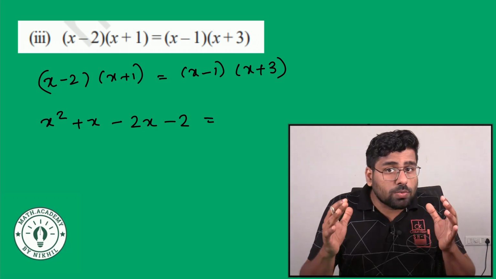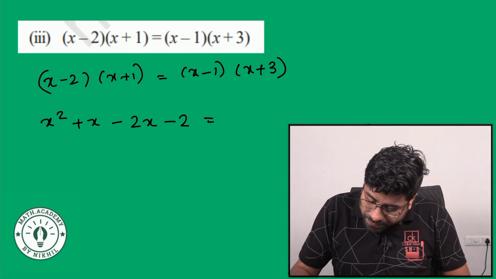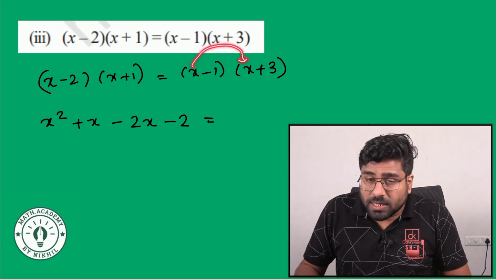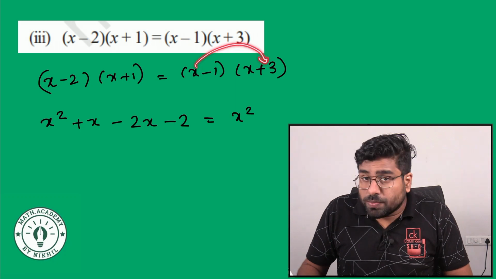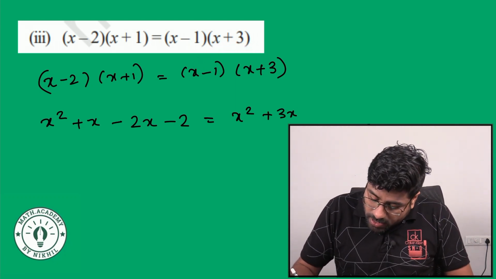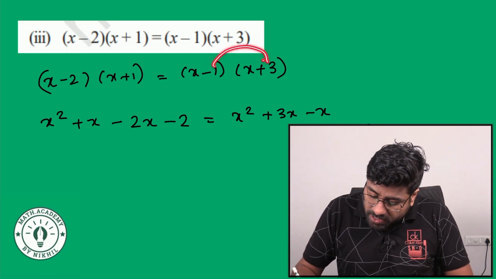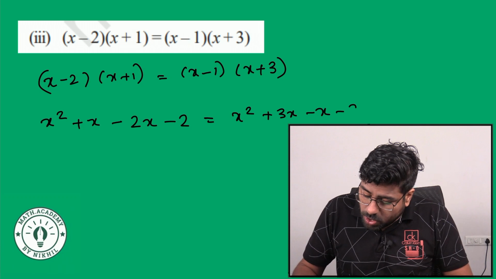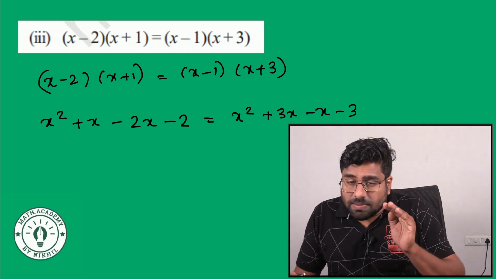When I'm moving on to my RHS, you will have x into x, which is going to be your x square. Next you will have x into plus 3, so that is going to be plus 3x. Next you will have minus 1 into x, which is going to be minus x. Next you will have minus 1 into 3, which is equal to minus 3. So this is going to be my expression. Now let's try to simplify the expression.